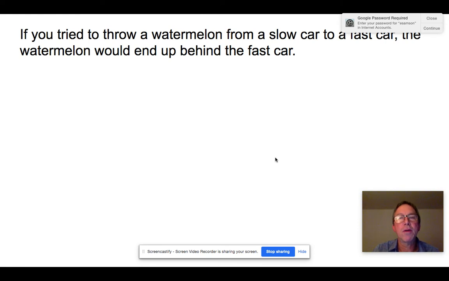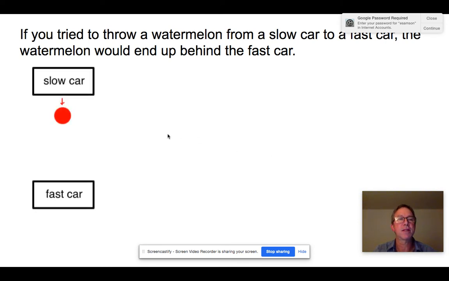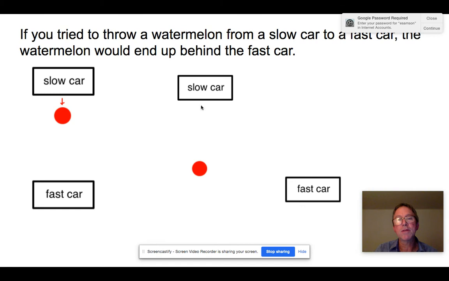If you try to throw a watermelon from a slow car to a fast car, it looks something like this. When you first do it, the two cars are side by side. But what's going to happen? A moment later, the slow car has traveled a little bit this way, but that fast car has traveled faster. And it's now here. It's no longer exactly side by side with the slow car. And that watermelon, which is moving straight away from the slow car, it's now behind this car. So if you were in this car, you would see that watermelon going like this.